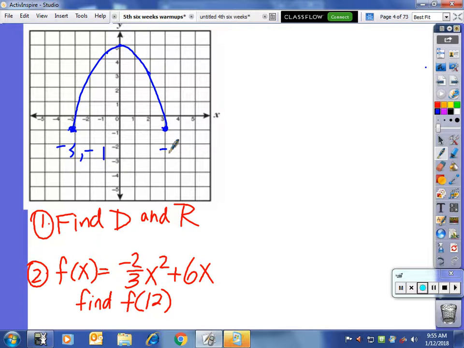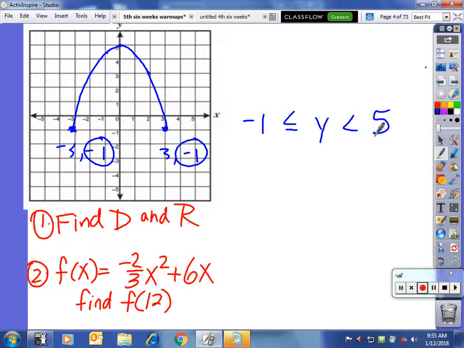The bottom of the graph occurs in two places, right here and right here. -3, -1, and 3, -1. But now I'm talking about range, so I don't care about the 3's or the -3's. I care about the Y values. What's the highest Y value? 5, up here. Let me show you what one of the choices looked like on your CBA.